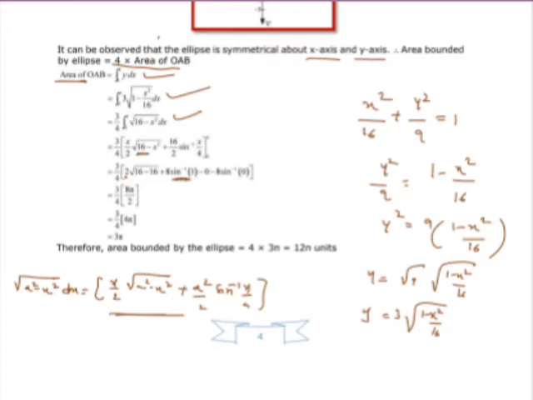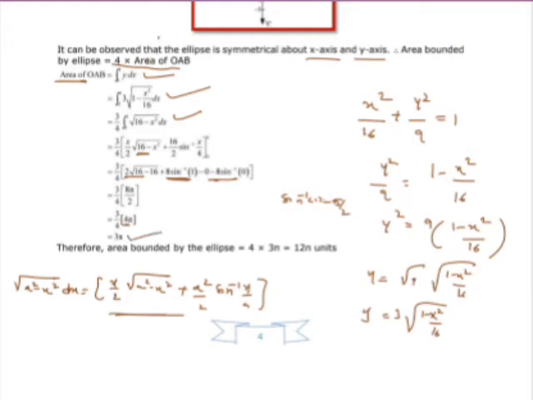Sin inverse 1 is what? It is pi by 2. So this term reduces to 0, and 8 into sin inverse 1 is nothing but 8 pi by 2. So 3 by 4 as it is, 2 ones are 2, 4s are it is. So it is 4 pi. So 4 again gets cancelled.